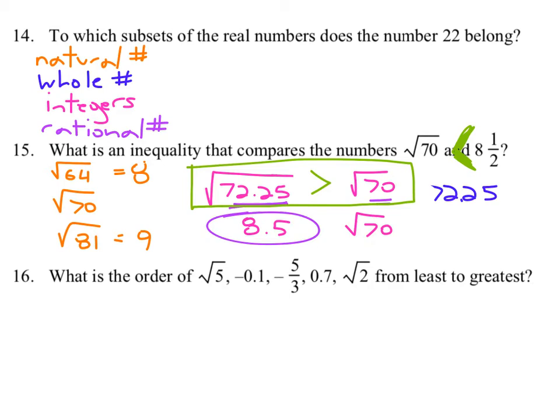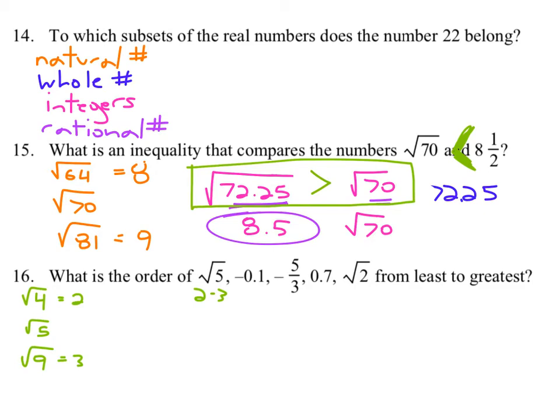All right, now, what's the order from least to greatest for number 16? Well, I'm going to see what integers these are in between. Okay, square root of 5, let's take it. Square root of 5 is somewhere between the square root of 4, which is 2, and the square root of 9, which is 3. So this number is between 2 and 3.